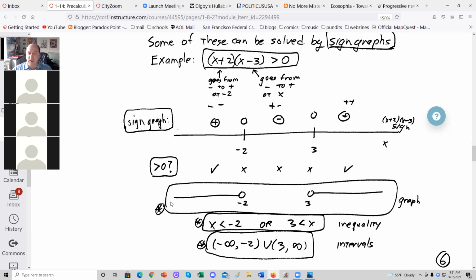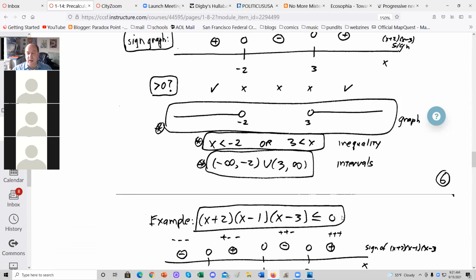So the solution graph is everything to the left of negative 2 exclusive, as well as everything to the right of 3 exclusive. So that's the graph. The inequality is x less than negative 2 or 3 less than x. And the interval is negative infinity to negative 2 union 3 to infinity.